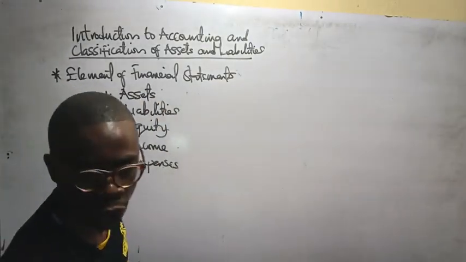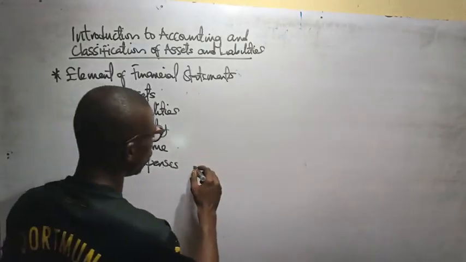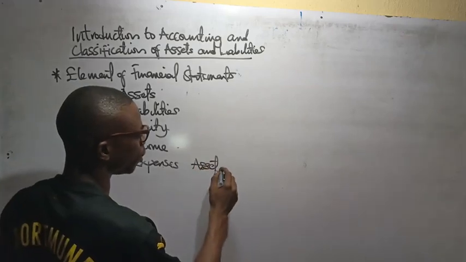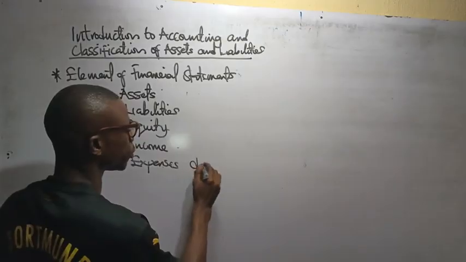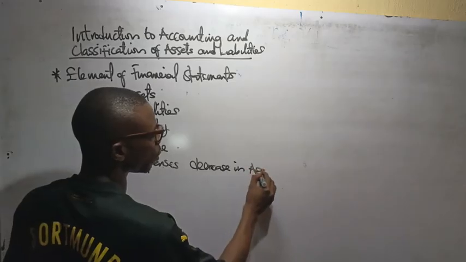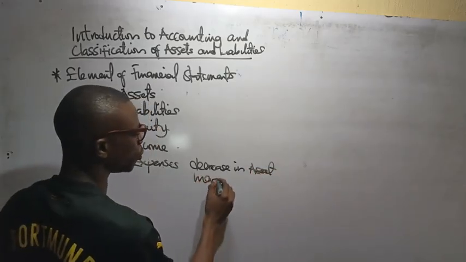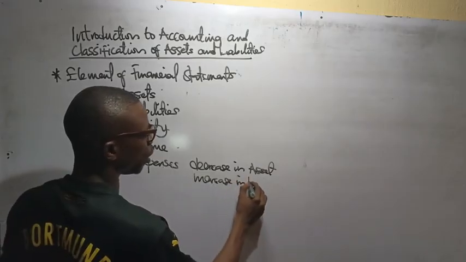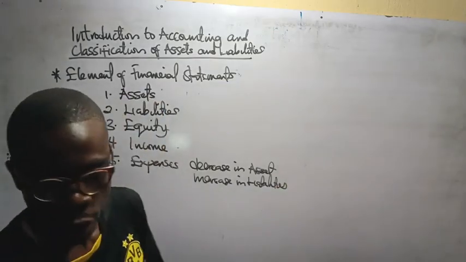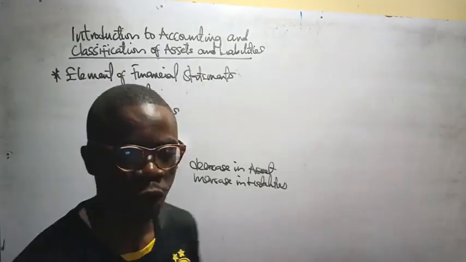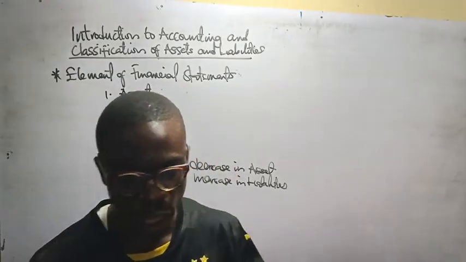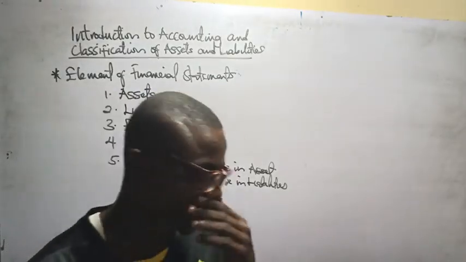Expenses will arrive when your assets decrease. It is just the opposite of income. A decrease in assets and an increase in liability will result in expenses, because whenever this occurs, you will incur a cost, or an outflow of money will be incurred by the organization. Now, let me give you an example.